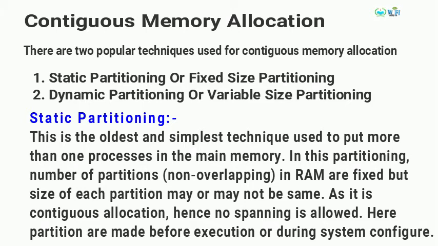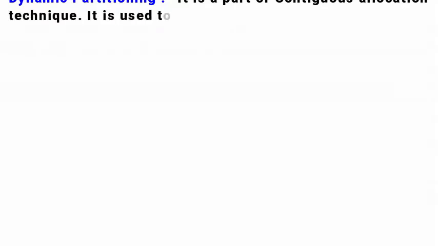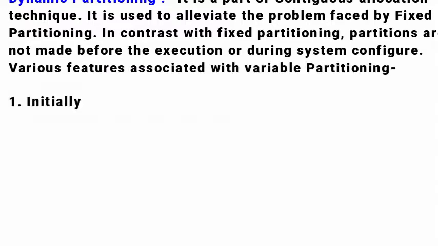Dynamic partition is a part of the contiguous allocation technique. It is used to alleviate the problem faced by fixed partition. In contrast with fixed partitioning, partitions are not made before execution or during system configuration. Various features are associated with variable partitioning.